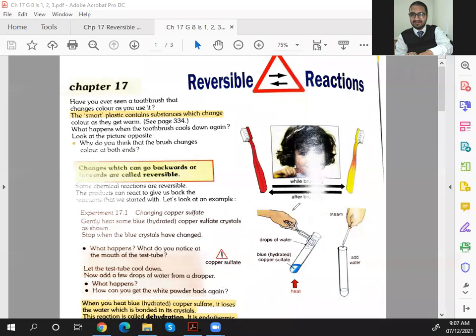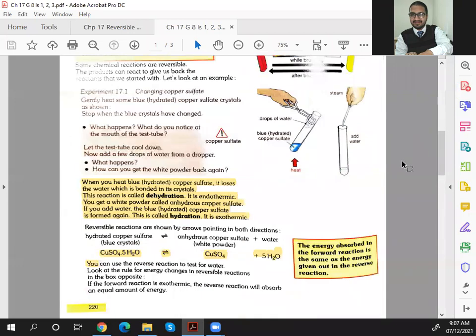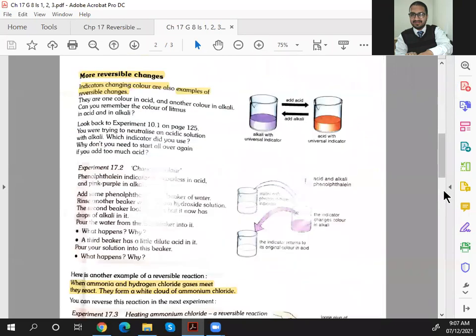Okay, now let's move to today's topic. So let's start on this one. For this, you need to open your textbook page number 221. Here we're going to discuss more reversible changes or examples, and on this page we're going to learn about the examples and one more thing that we name as indicator.